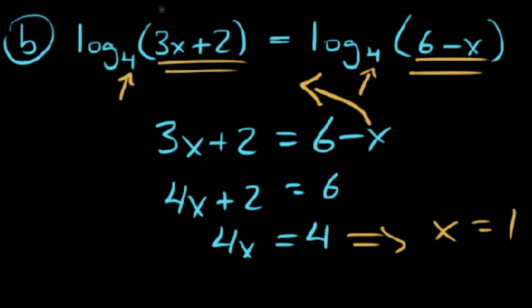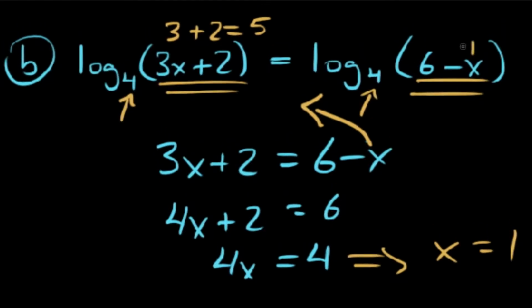If we put it back into our original expression, we say 3 times 1 would be 3 plus 2, so we get 5 inside this log. And if we plugged in a 1 right here for this x, we'd get 6 minus 1 is 5. So log base 4 of 5 equals log base 4 of 5. Groovy. It all works out.